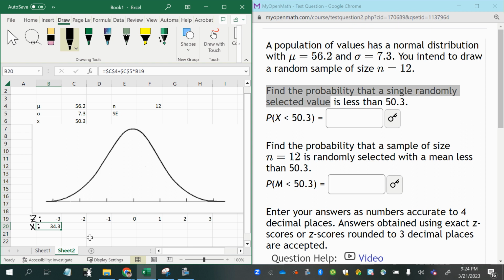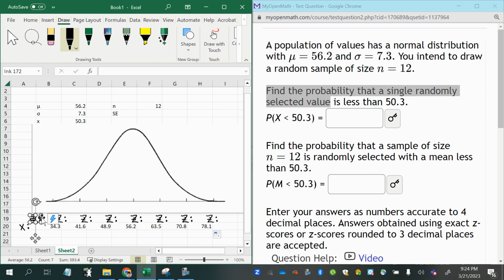I don't know, I've never seen this happen where it's copying my ink. I didn't even know that was possible. Let's try this again. Really strange. Okay, good. All right, so I got that now.